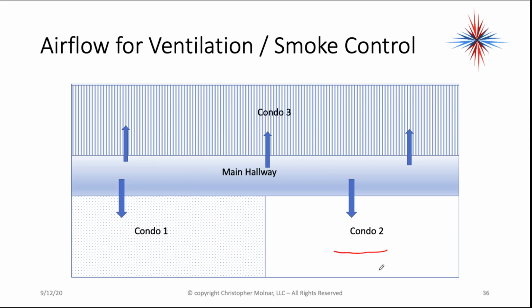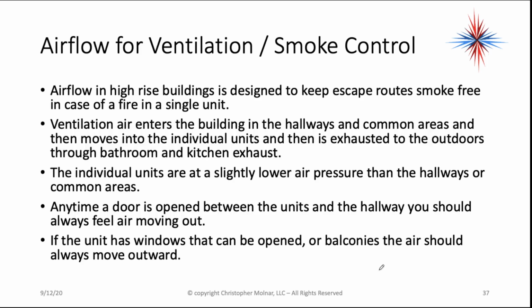stuff in these units, and I'll talk about it more in a second, the air flows from the hallway into the units and then outside. That's how the ventilation works. The main hallway gets the fresh air. Airflow in high-rise buildings is designed to keep escape routes smoke-free in case of a fire in that single unit. Ventilation air enters the building in the hallways and common areas and then moves into the individual units and then is exhausted to the outside through bathroom and kitchen exhaust fans.